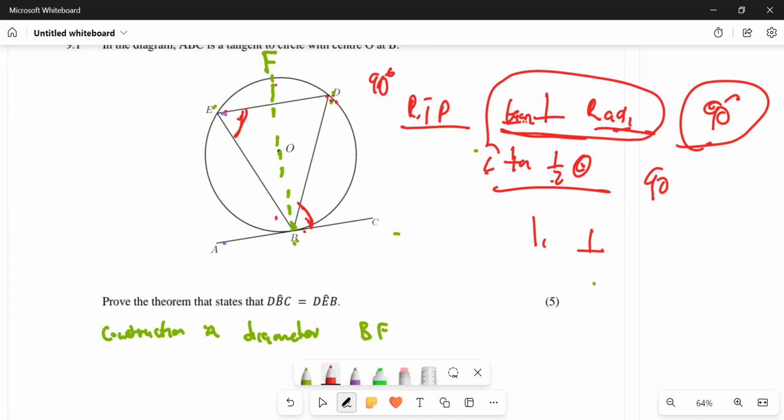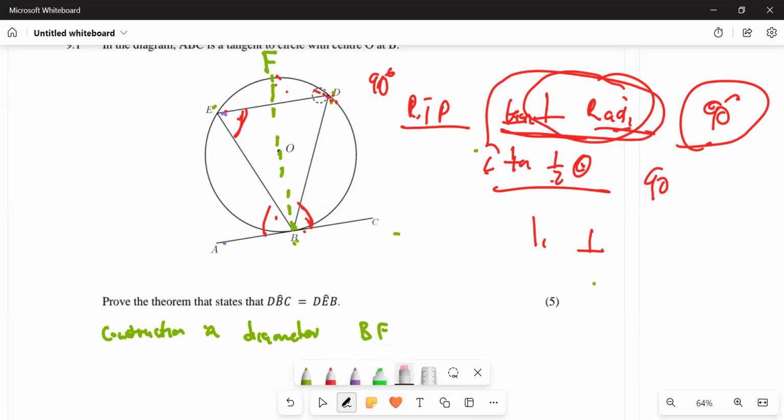So among the theorems that can give you 90 degrees, you need to have a diameter, you need to have half a circle. That is why I constructed a diameter BF. And then the other thing I'm saying is this: if I was proving that this angle is equal to this angle, I was going to join D and F.